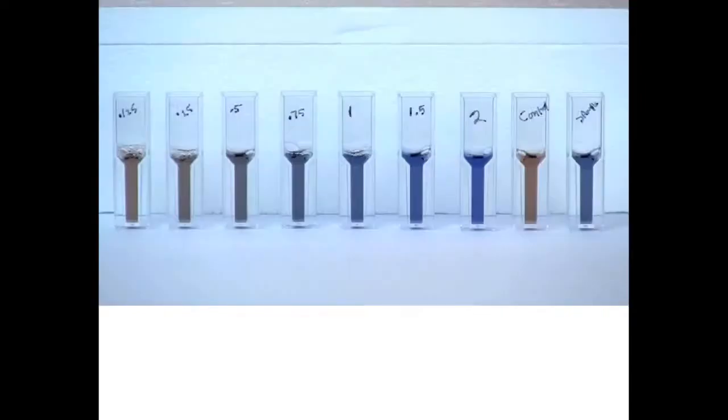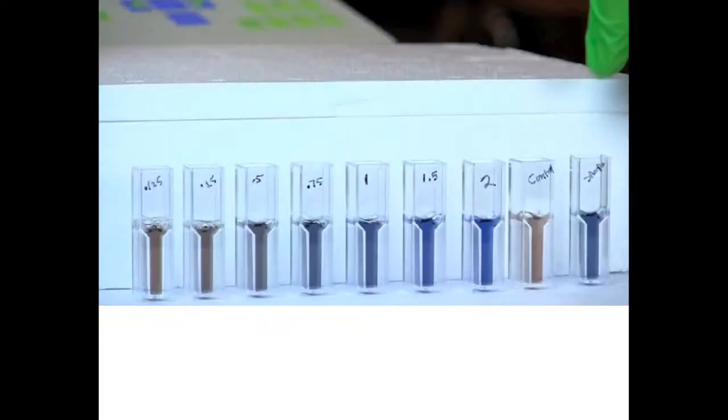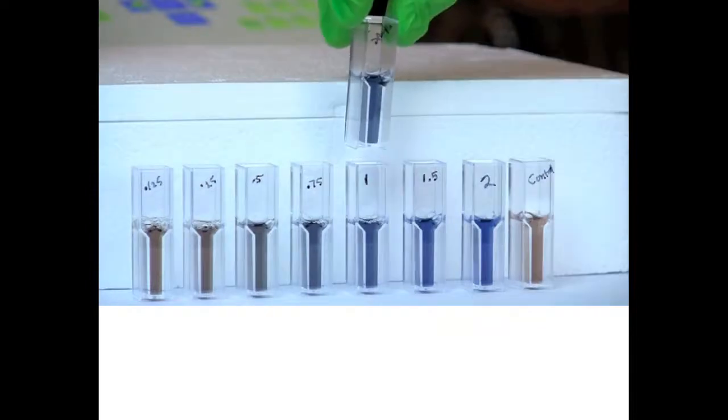After 5 minutes, visually compare the cuvette containing the milk sample to the cuvettes containing the protein standards. Determine the standard that most closely matches the color of the milk sample. Estimate the protein concentration of the milk sample based upon the visual comparison.